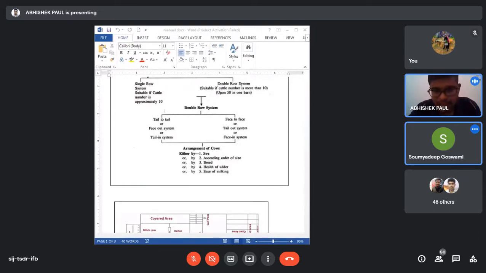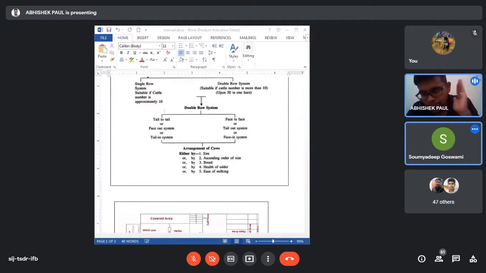Then the health of the udder. Health of the udder is very, very important. Whenever you are arranging the animals in your farm, the health of the udder should be given the utmost priority. Because why? Suppose any animal is suffering from mastitis. Mastitis means inflammation of the udder, udder disease. If any animal is suffering from any udder problem, that infection may transfer to the healthy ones also.